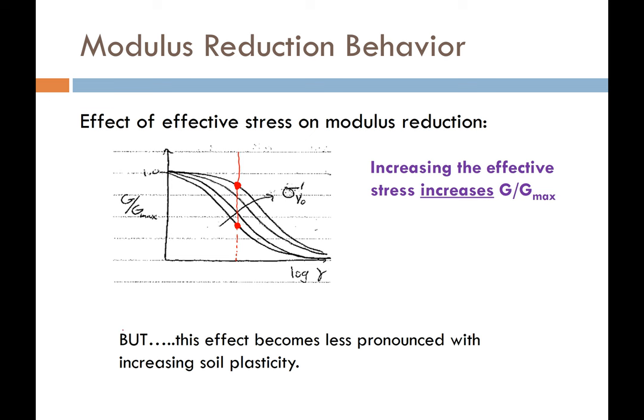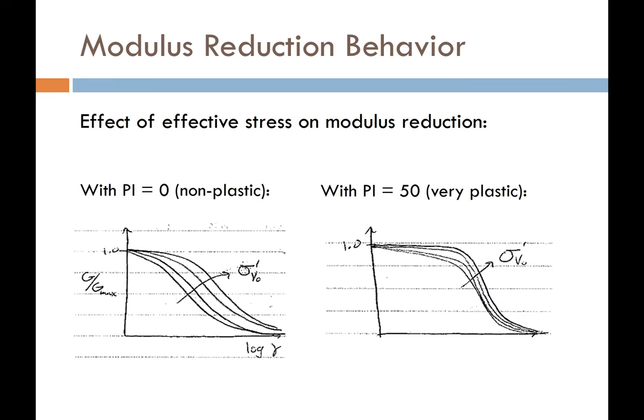But, this is a big but, this effect of effective stress becomes less pronounced with increasing soil plasticity. So if I have a really high PI value in my soil, I'm not going to see a big differentiation in the curves based on my confining stress. But if I have a low plasticity in the soil, I would definitely see more of an effect from confinement.